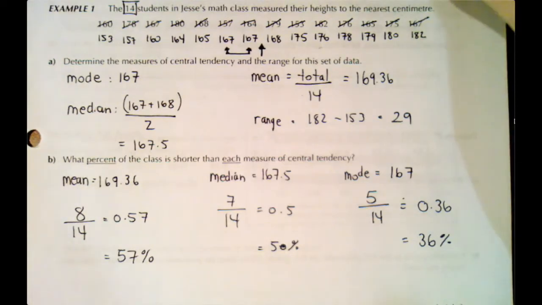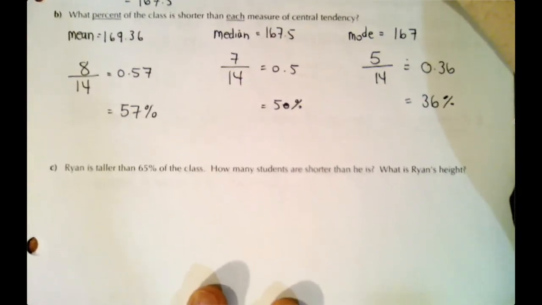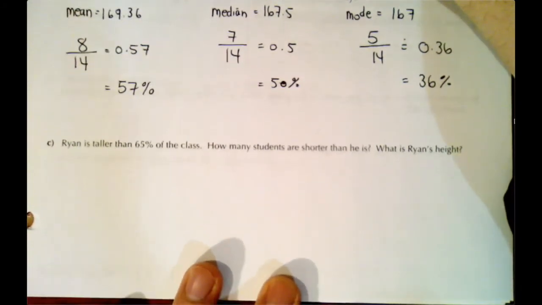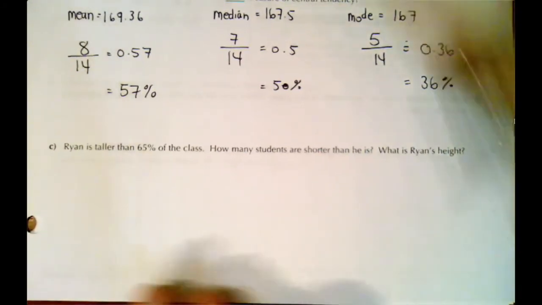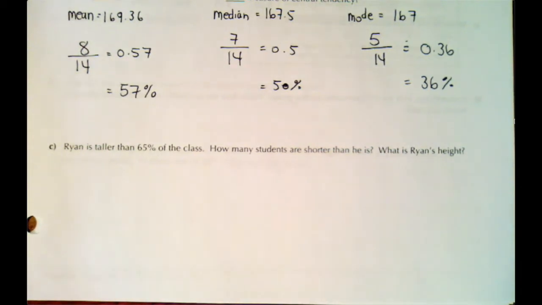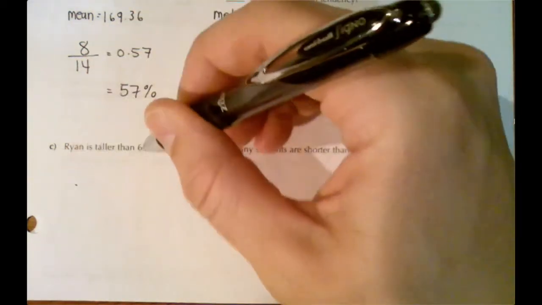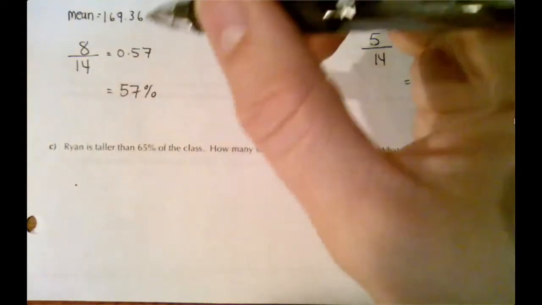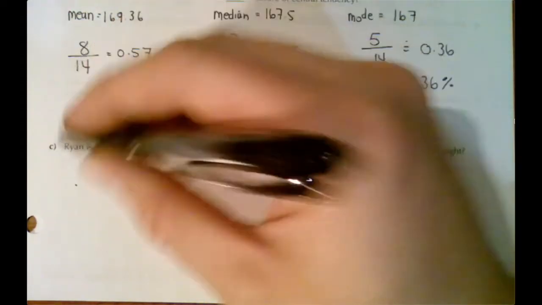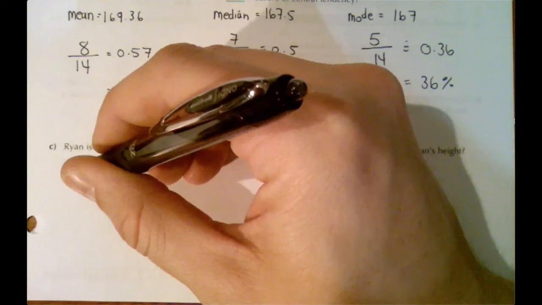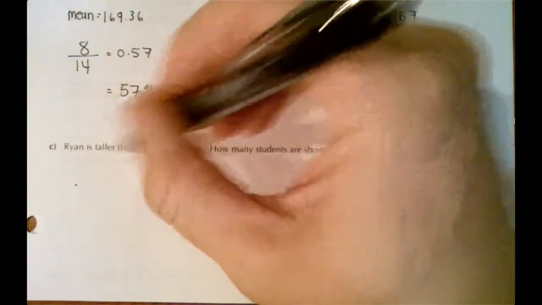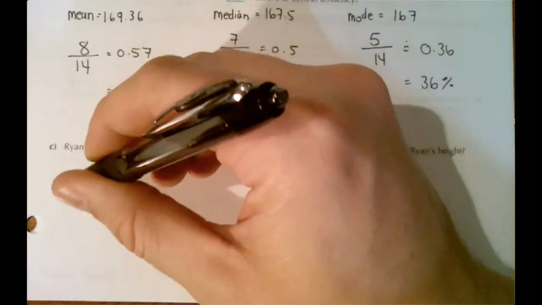All right, last question. Ryan is taller than 65% of the class. How many students are shorter than he is? Well, this is actually kind of the same question that we just did, but in reverse. This time we have the answer. So we know that Ryan's taller than 65% of the class.